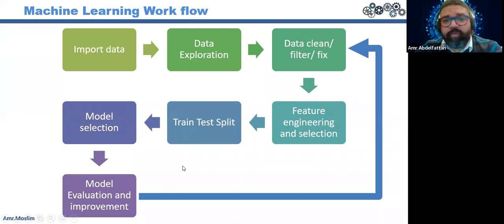So this is the workflow of machine learning. You start with input data, data exploration, doing some filtering, cleaning, and handling missing values. Then you split the data into train and test, and then you select your machine learning model and do model evaluation to see if the model is performing well or badly, whether the model can be improved, or this is the best you can get. And if you want to go back to any of the earlier steps, you can, of course. So this is basically the machine learning workflow.